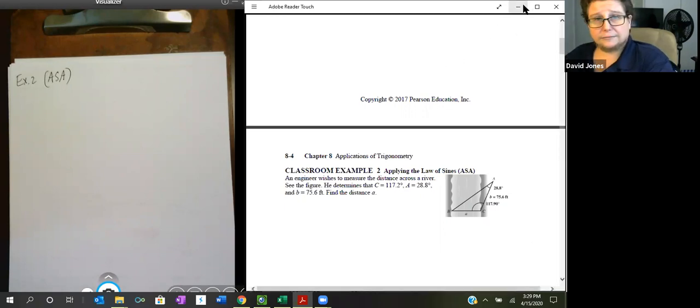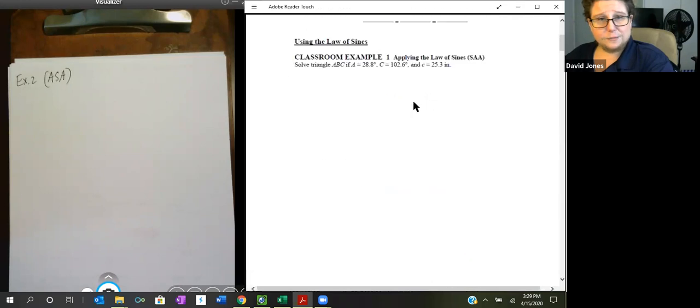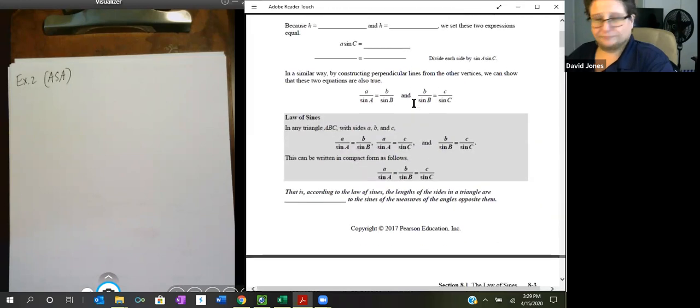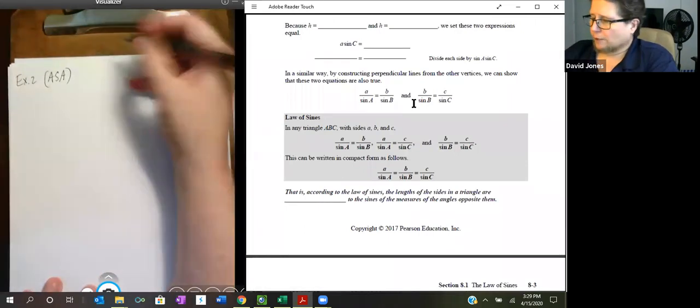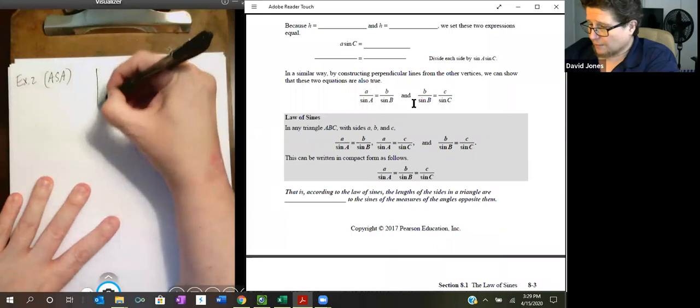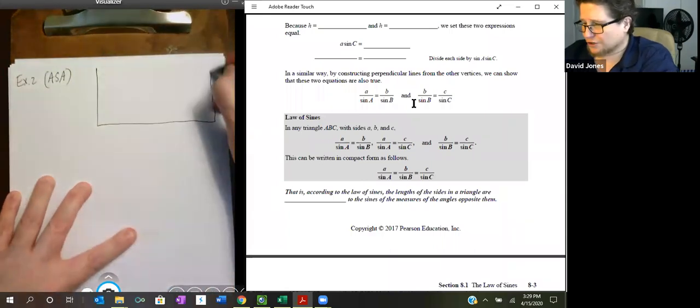I'm going to put the law of sines back up. That's nice to have it in one spot. All right, so angle side angle, let's make our box. We'll just talk about what we have. I'll put our given information this way.